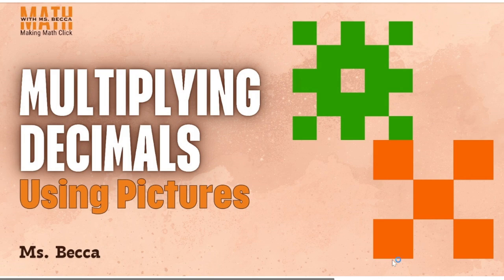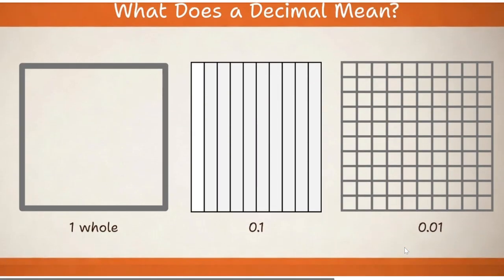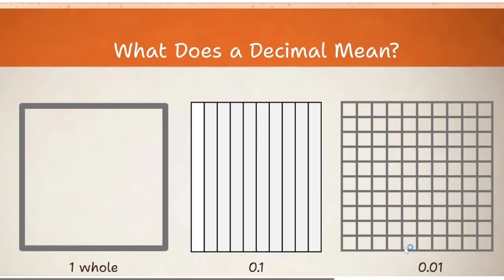Today, we are going to learn how to multiply decimals using pictures. Don't worry, this is not hard math. It is just a picture showing parts of a whole. Look at this square. Take a look at the first square. This square is one whole.